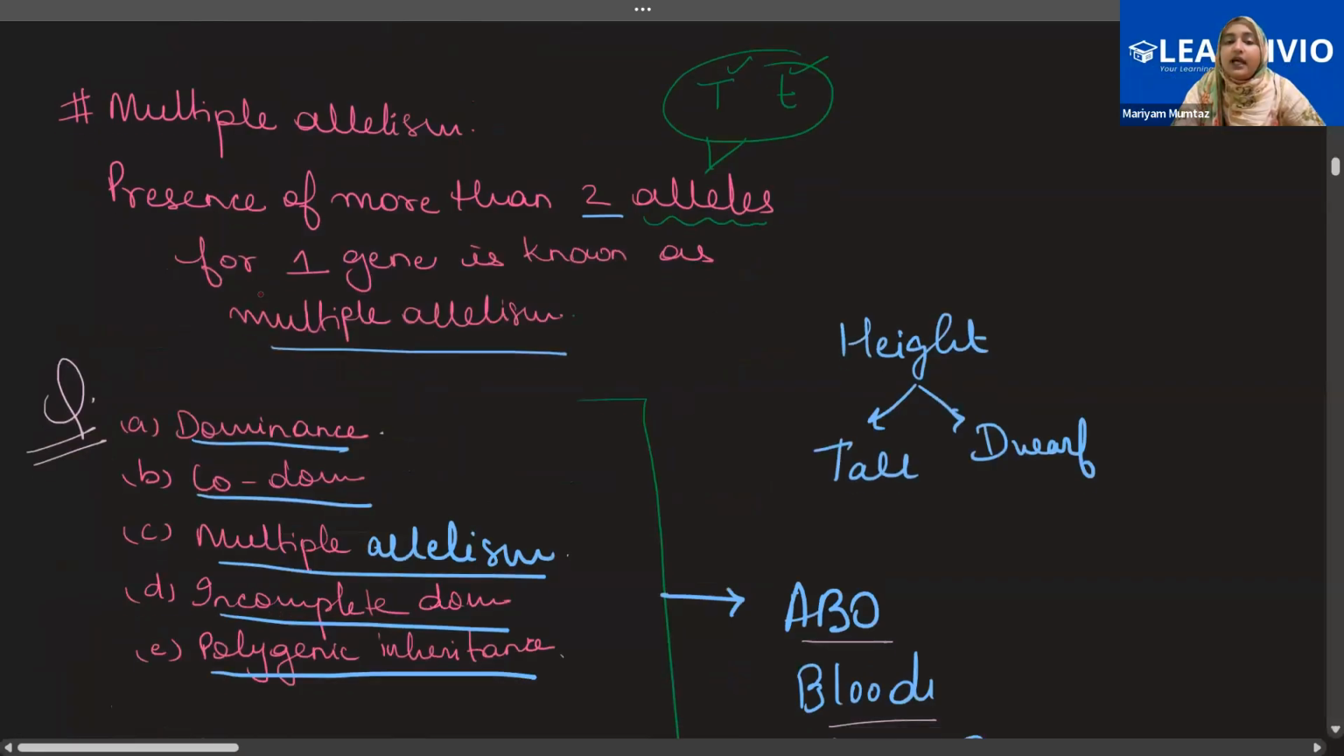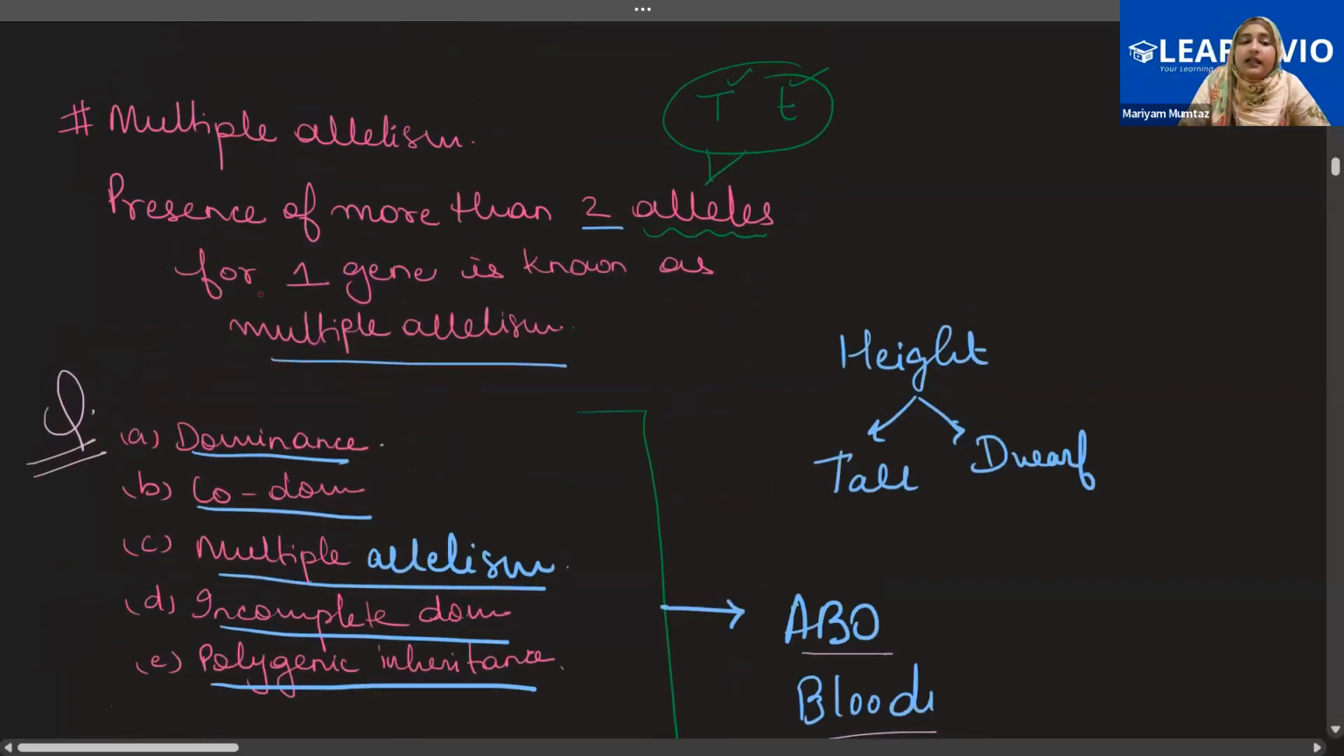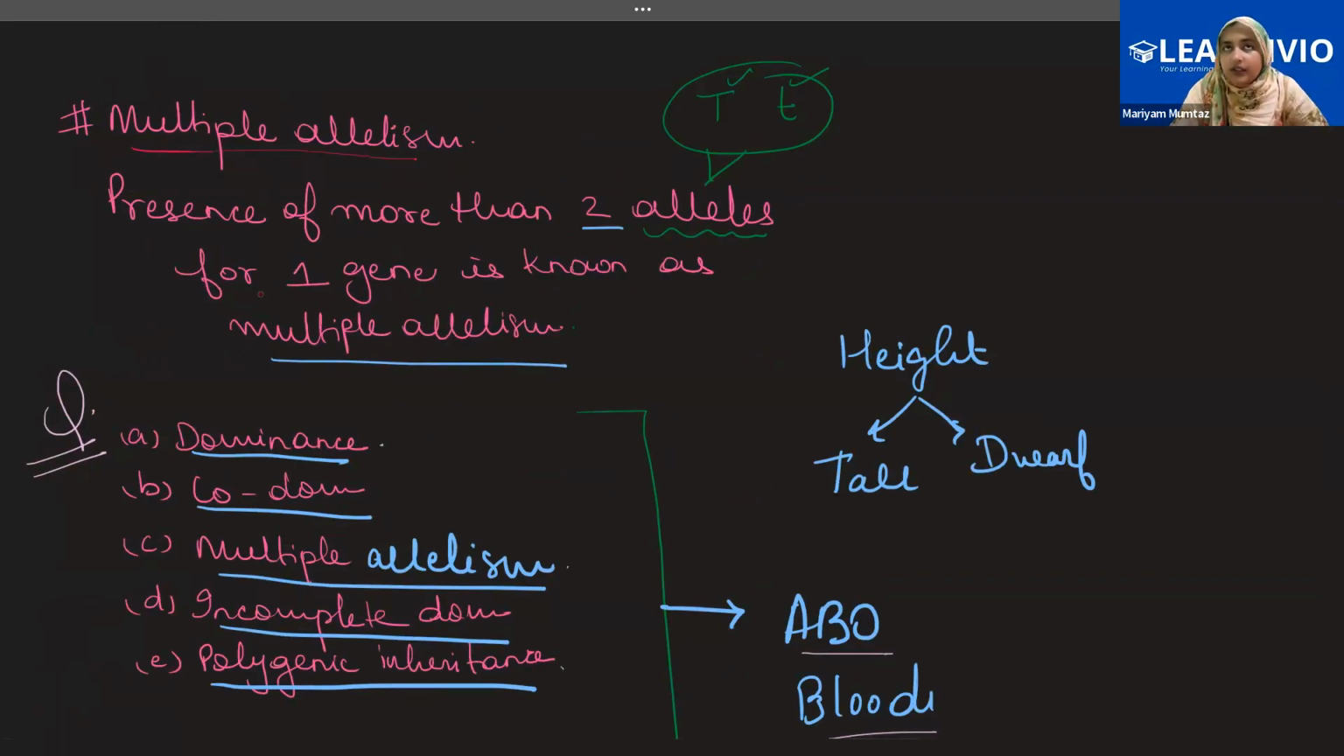Then comes multiple allelism. Multiple allelism is a phenomenon which tells us that for one gene, usually two alleles are present, dominant and recessive. But when there are more than two alleles for one gene, then we call it multiple allelism.